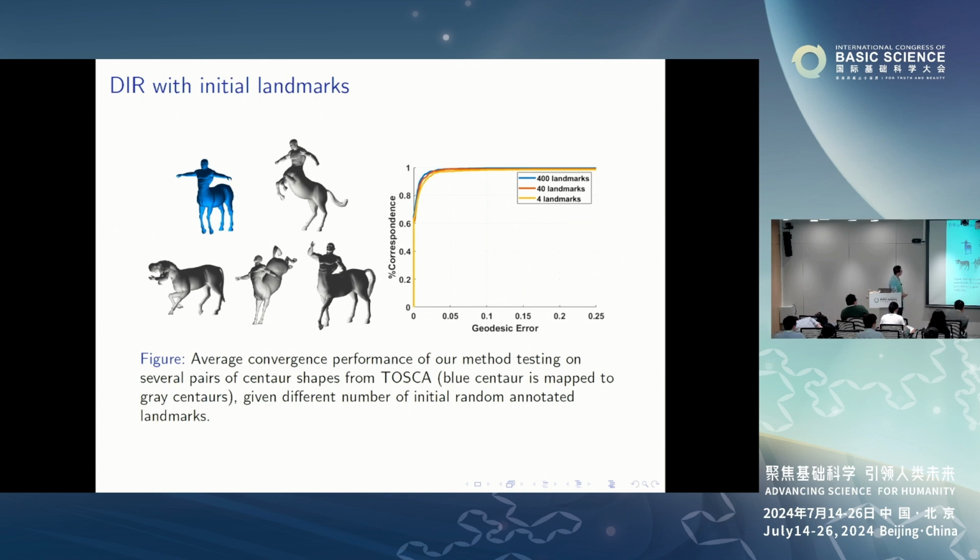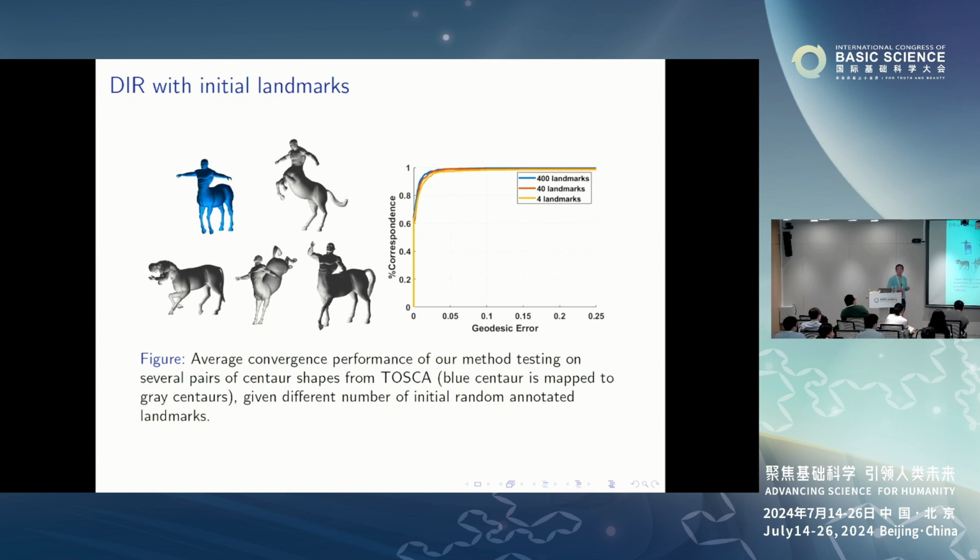This is also very interesting: you have to start with a few landmark points. So you register this to all the other shapes. We start with 4 landmarks, 40 landmarks, 400 landmarks. Eventually, they all converge to about the same thing. So it's a very robust iterative process.